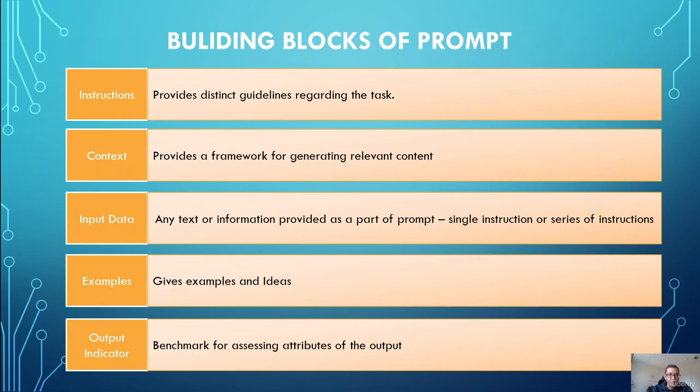The first one is instruction. Instruction provides an AI model with a clear roadmap of what it needs to do, and it helps to ensure that the task is completed correctly and efficiently. In very simple terms, you can think of instructions as dos and don'ts for the AI model.